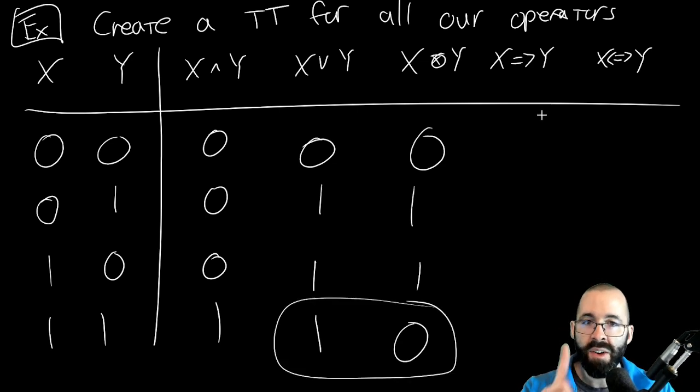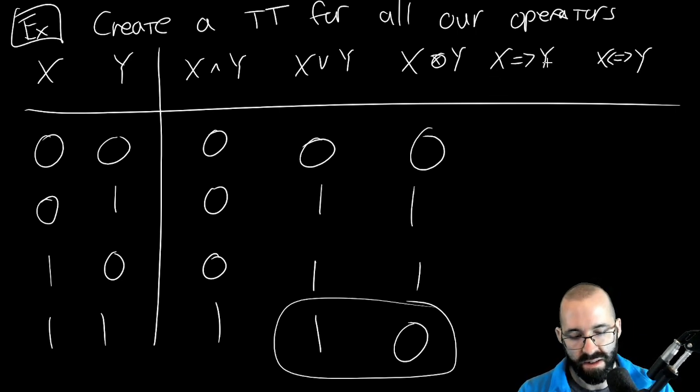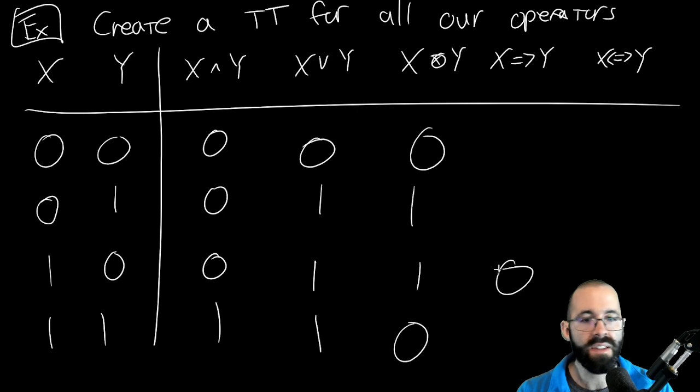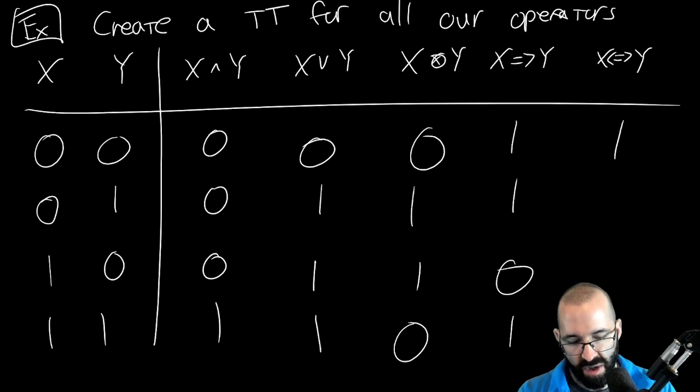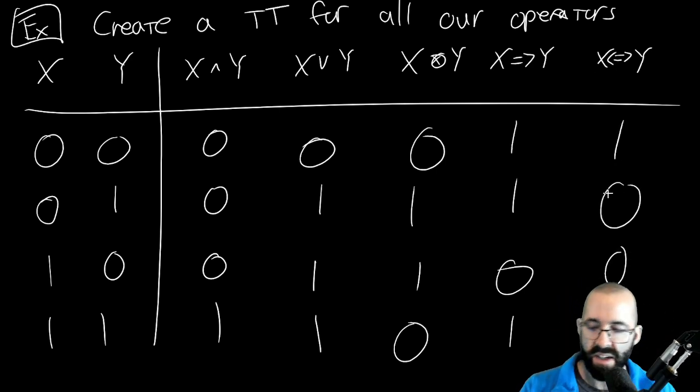X implies Y. Remember, this was the tricky one. The only time this is false is if the premise is satisfied and the conclusion is not. So this is the only time this is false. Everywhere else it's true. And then remember, this just means they're the same. So they're the same right here, and they're different here.